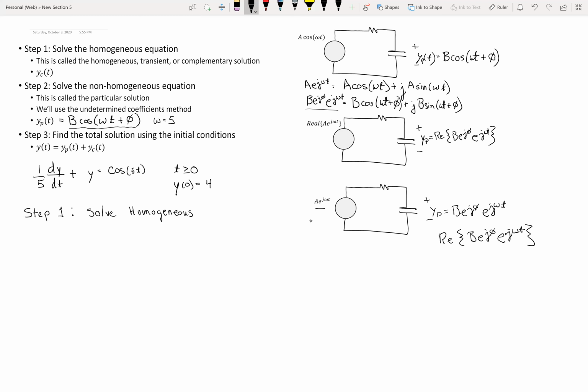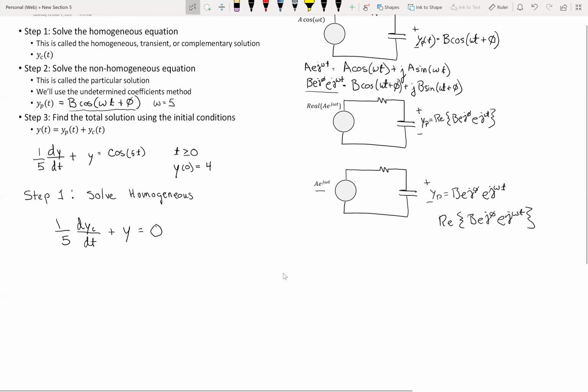Okay, so the homogeneous equation takes the original equation and sets it equal to 0. In my mind, the way I think of that is the homogeneous equation is one without any sources. So the source is removed. Essentially, this corresponds to a circuit that looks like this. It's as if I removed the cosine source from the circuit, and I'm basically looking at just the capacitor discharging, okay?